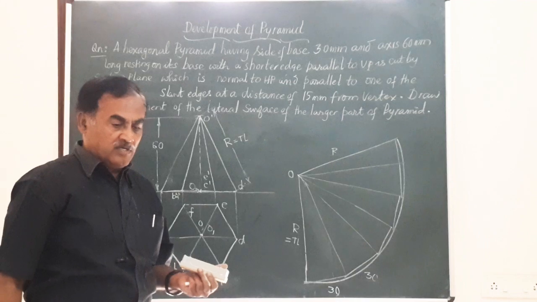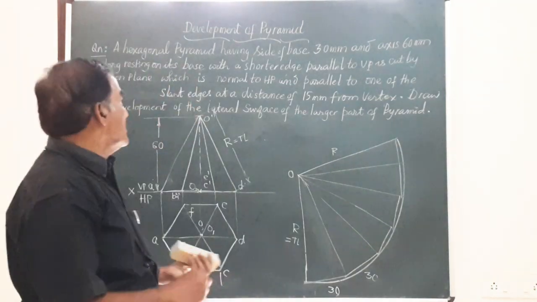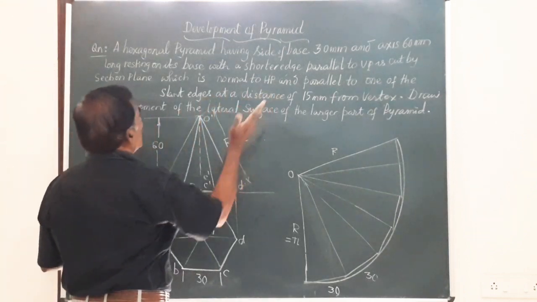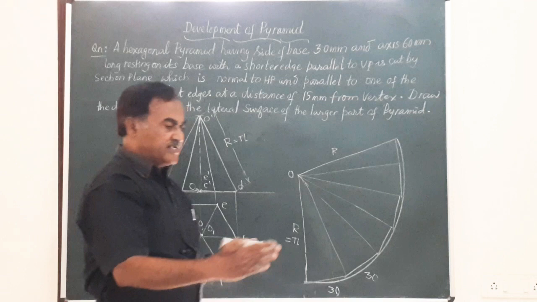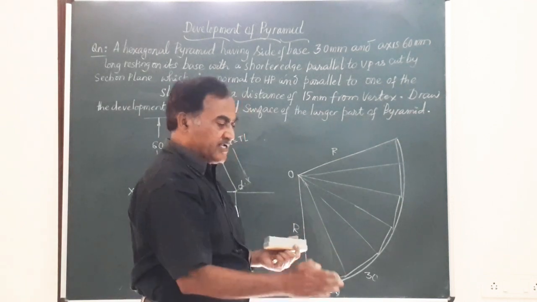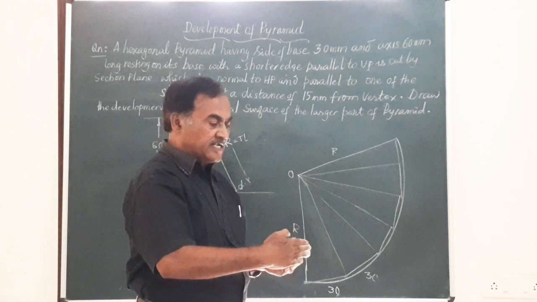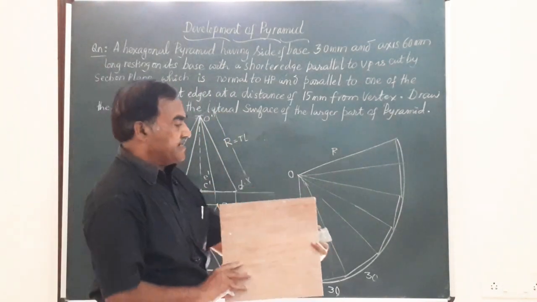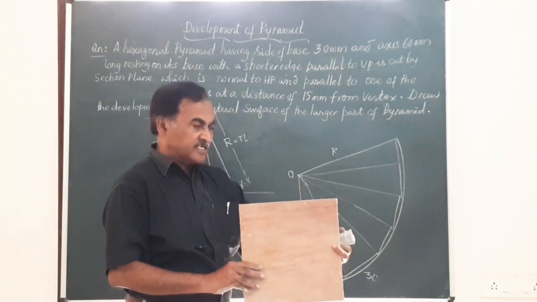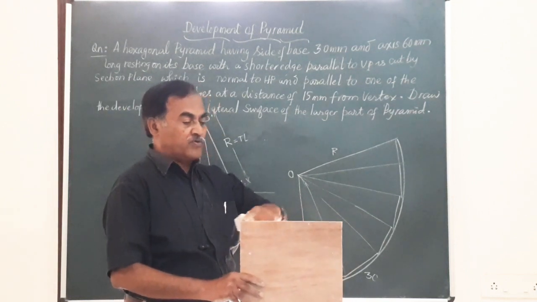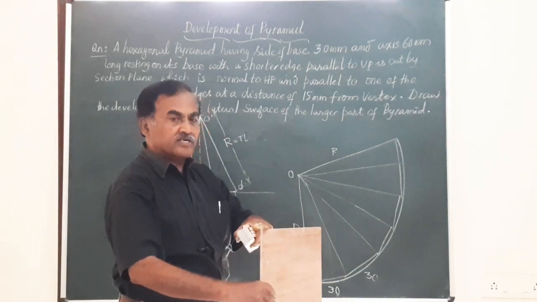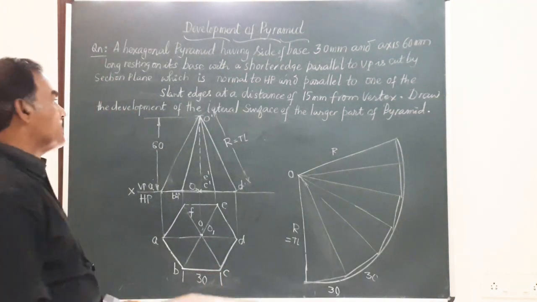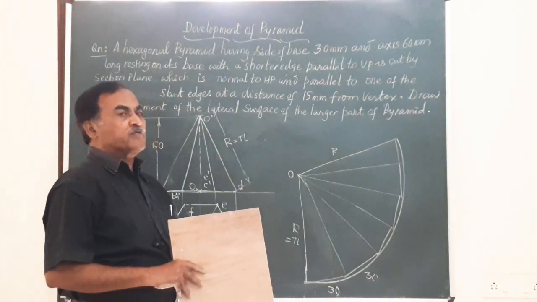Friends, now let me mark the section plane. The section plane is normal to HP. Whenever the section plane is normal to HP in any orientation, it is seen as a line in the top view. That is, if you take this as a section plane and keep it here like this, it is perpendicular to HP, and you see a line in the top view. So you can generalize that whenever the section plane is normal to HP, it is seen as a line in the top view.